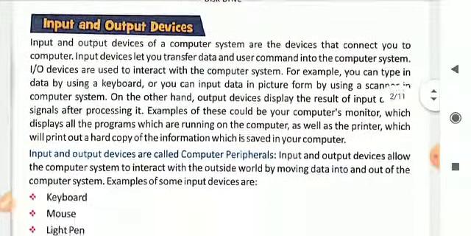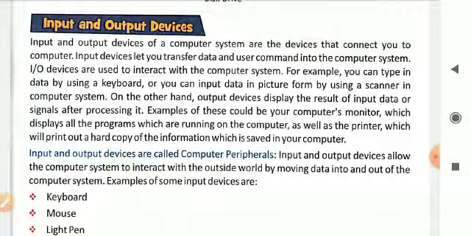Now here is the next heading, input and output devices. Input and output devices of a computer are the devices that connect you to the computer. Input devices let you transfer data and user commands into the computer system. As you know children, input and output devices connect us with the computer and transfer our data into the computer. I/O devices are used to interact with the computer system. I/O devices mean input and output devices, they let us interact with the computer.